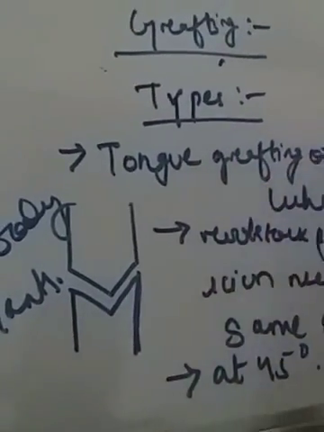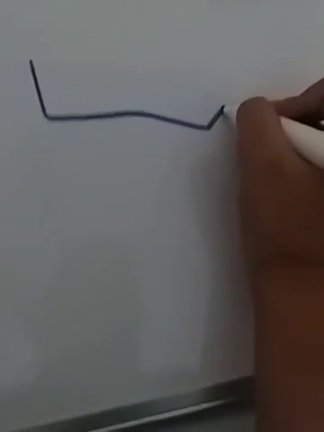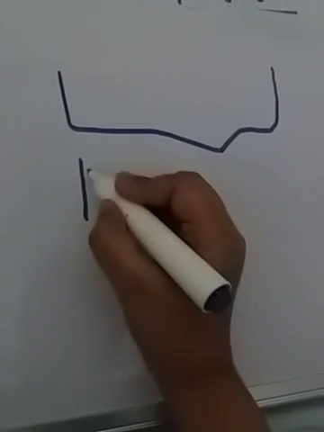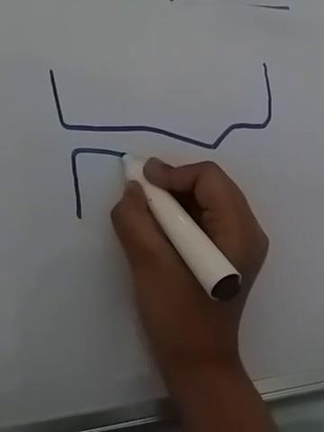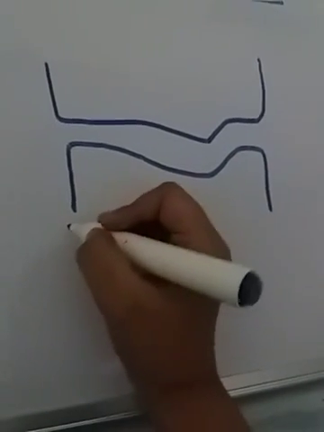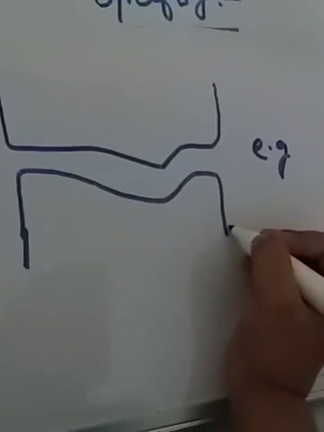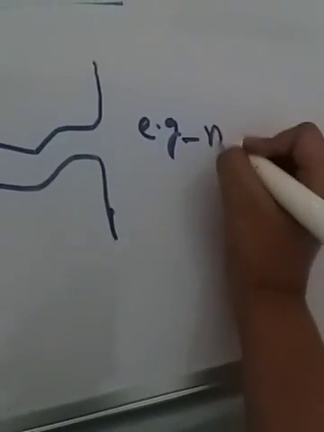Now let's see wedge grafting. Wedge grafting occurs in mango. Let's see how it would be. Wedge grafting means like this. This is wedge grafting. Example is mango.